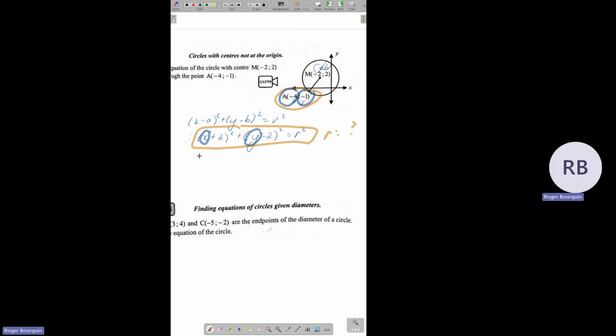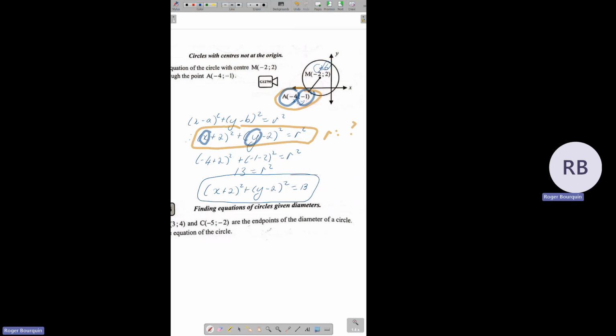So x is -4, so you're going to get -4 plus 2 squared, plus y is -1, so -1 minus 2 squared, is equal to r squared. So I get 4 plus 9 is equal to 13. So 13 is equal to r squared. So I get x plus 2 squared plus y minus 2 squared is equal to 13. And there we have the equation of your circle.